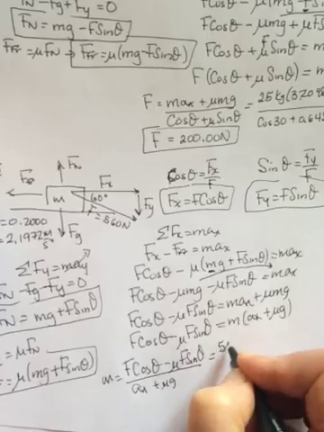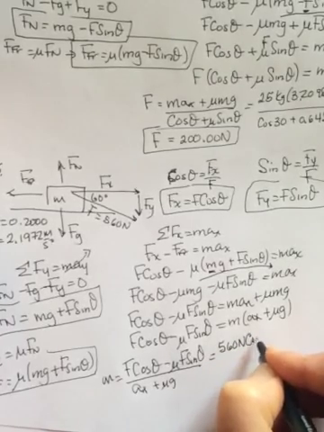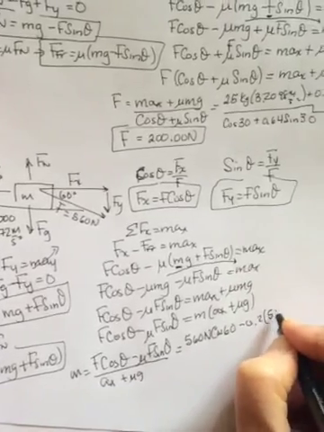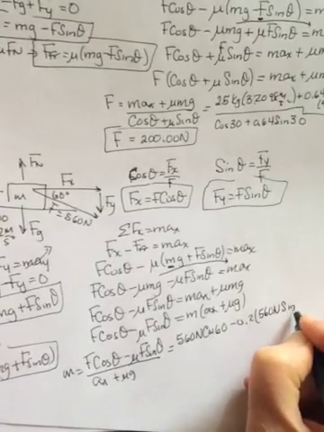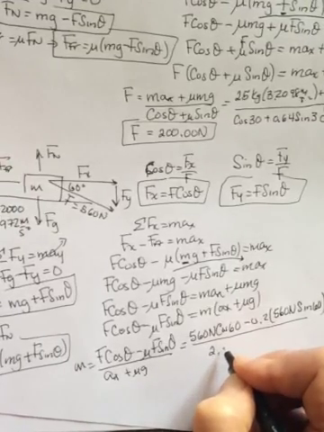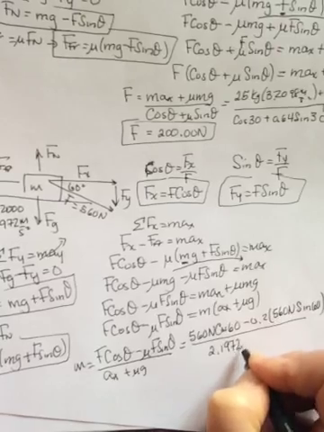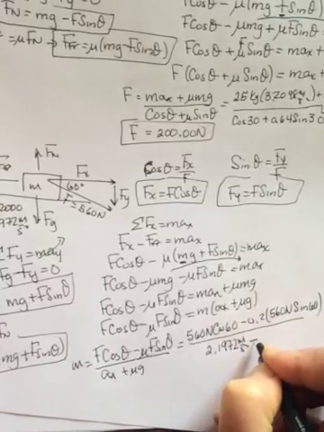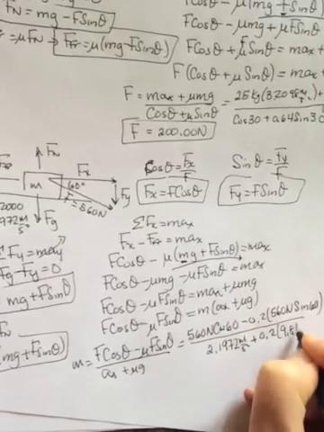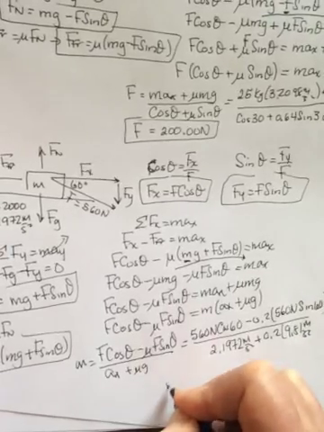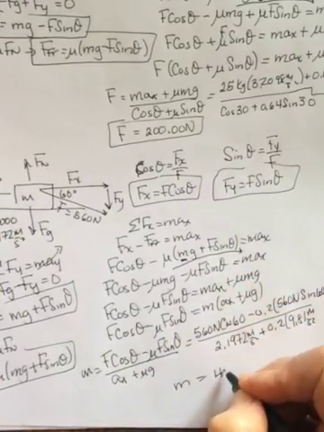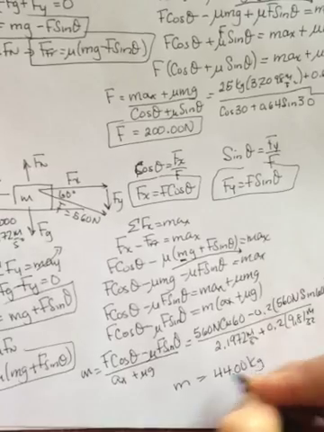F was 560 newtons. Cos of 60 minus mu, which was 0.2, times 560 newtons times sine of 60, divided by a, which was 2.1972 meters per second squared, plus 0.2 times 9.81 meters per second squared. And when you do this, you should get an m very close to 44 kilograms.